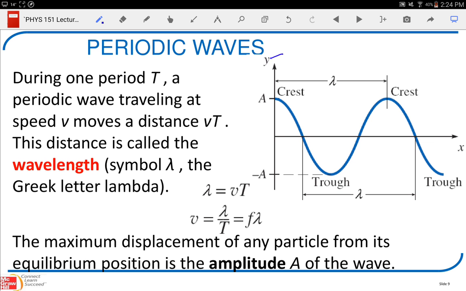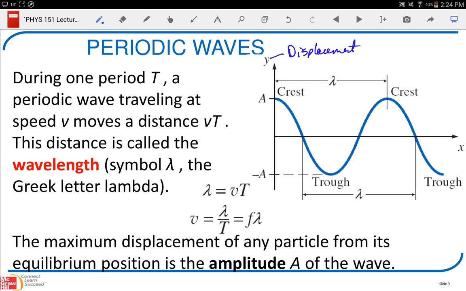They mark this as y. What would have been a better term to use rather than y? Displacement. And on this axis, they just marked x. That would be the position of your wave.